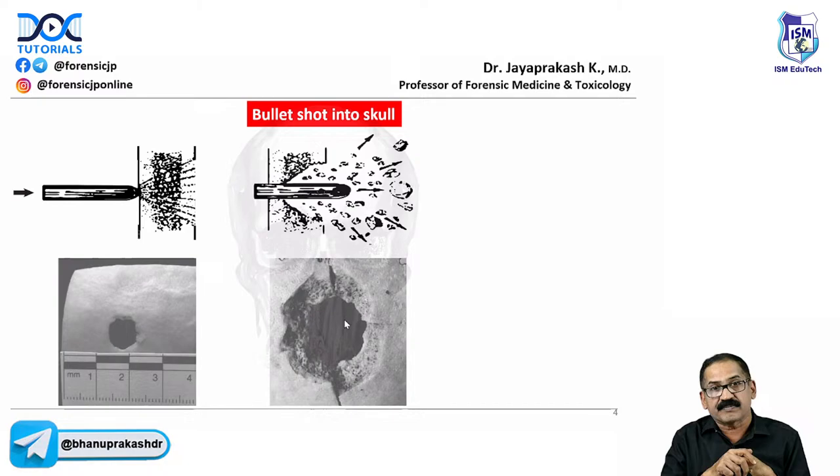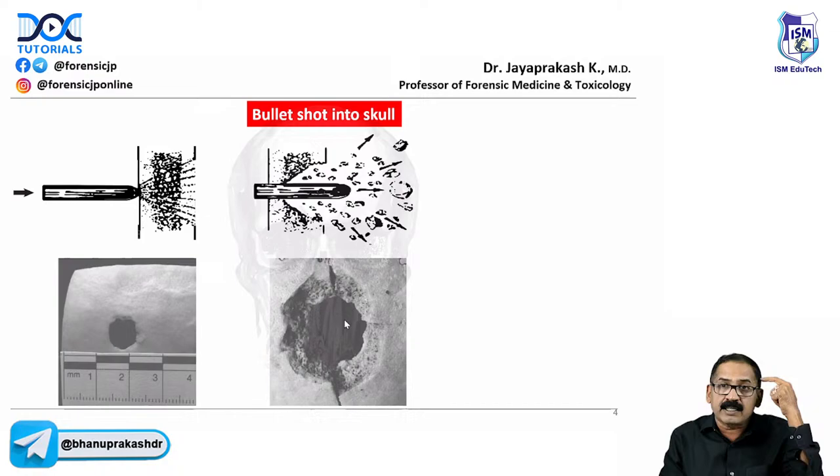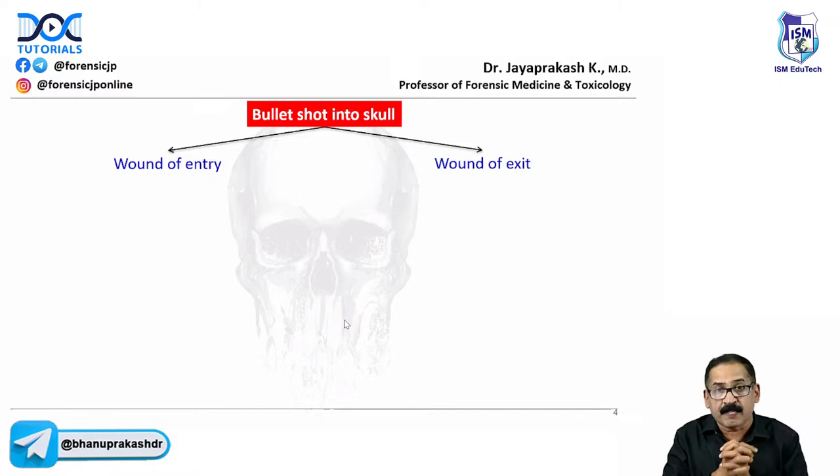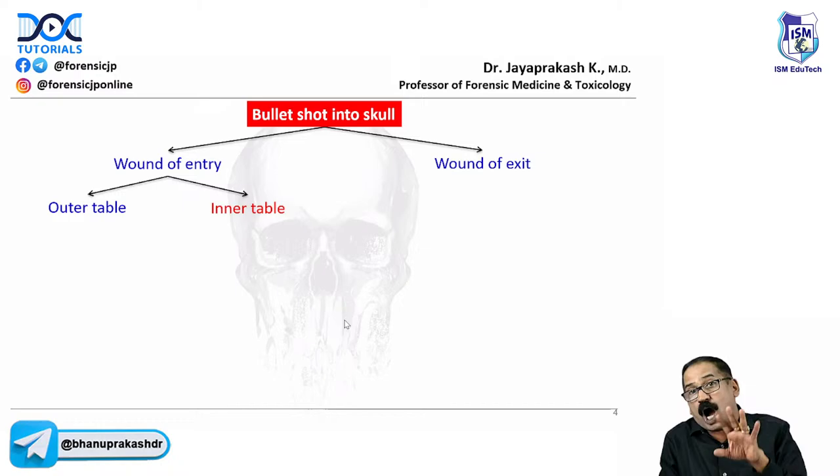Look here again, I repeat. Clean cut at the wound of entry on the outer table, but inner table at the wound of entry will be beveled. At the wound of exit, inner table is clean cut, outer table is beveled. I will show you a picture. Look here. Bullet shot into the skull. Wound of entry, the outer table is clean cut. Inner table, there is beveling.